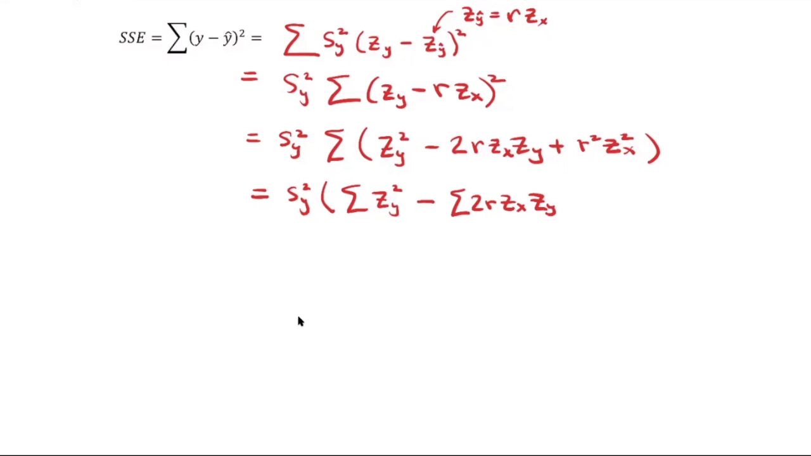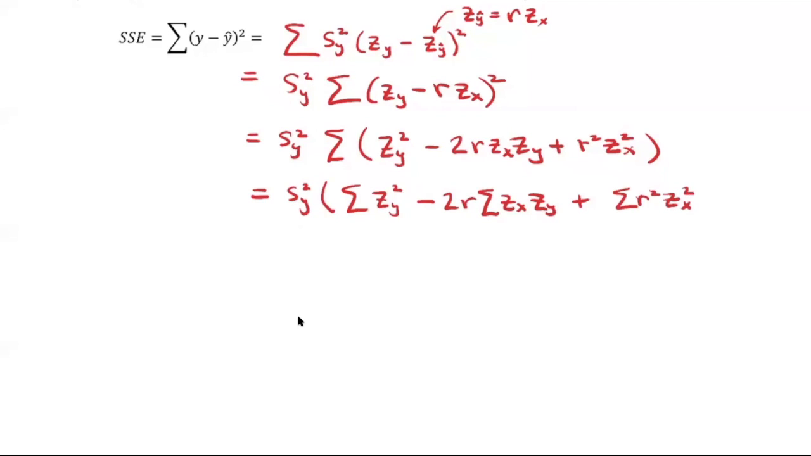You can factor out common factors in a sum. So I think I would rather write this part with the 2r factored out, and then just the sum of the z-score of x times the z-score of y. And then plus, we're still summing here, we have the sum of r squared zx squared, like that.